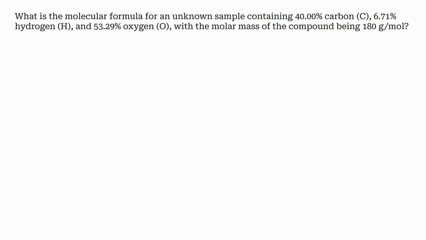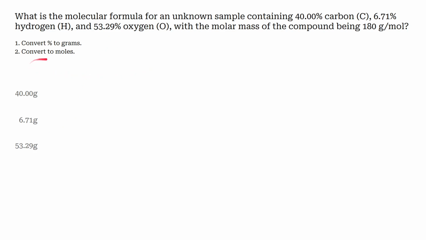Here's an example. What is the molecular formula for an unknown sample containing 40% carbon, 6.71% hydrogen, and 53.29% oxygen, with the molar mass being 180 grams per mole? Our first step is to convert from percentages to grams, so we have 40 grams of carbon, 6.71 grams of hydrogen, and 53.29 grams of oxygen.